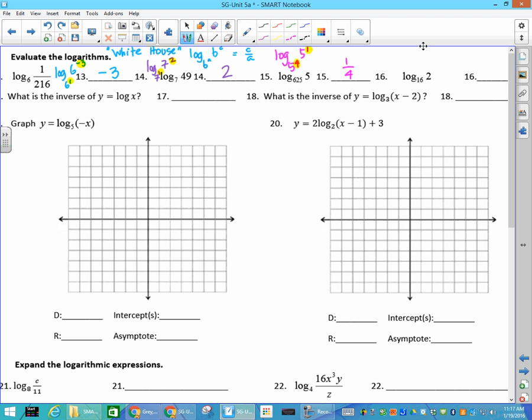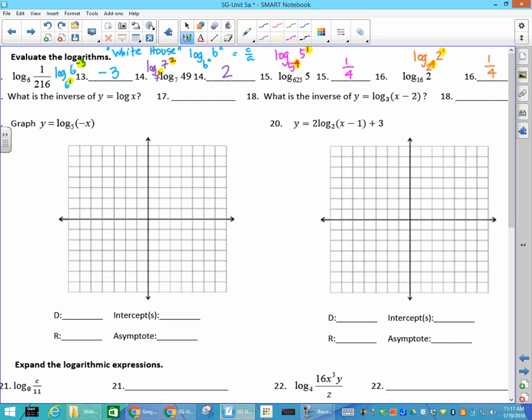And log base 16 of 2, again, is log 16 is 2 to the 4th. 2 is 2 to the 1st. And when I look at those exponents, because that's what the log is, it's 1 over 4. So that's my answer. Okay.